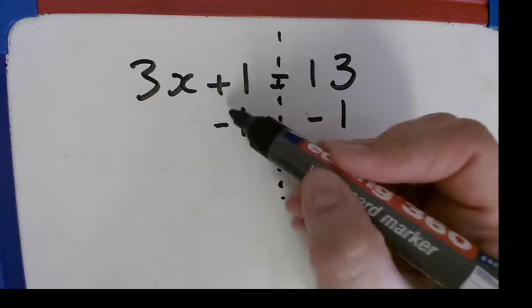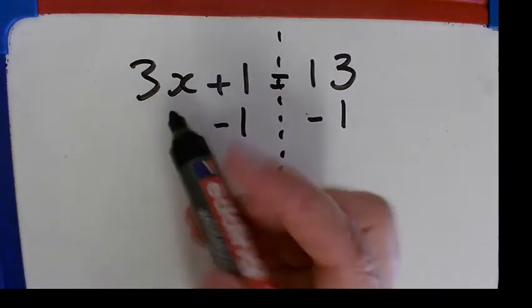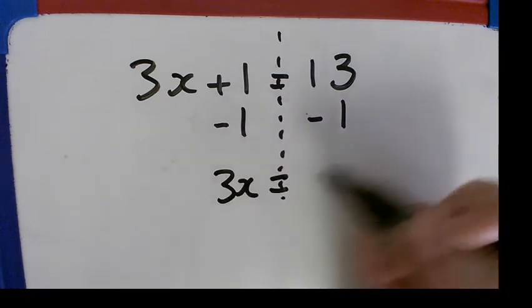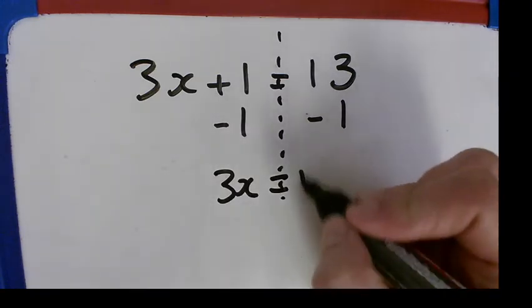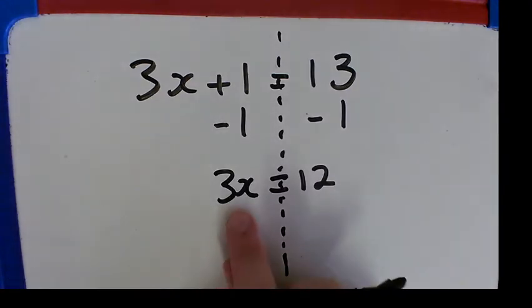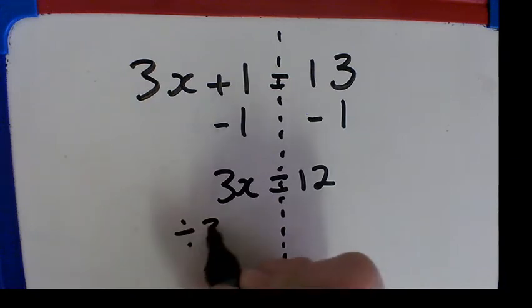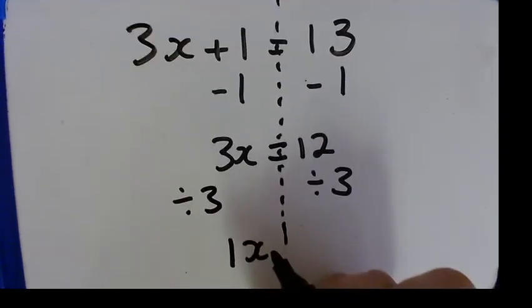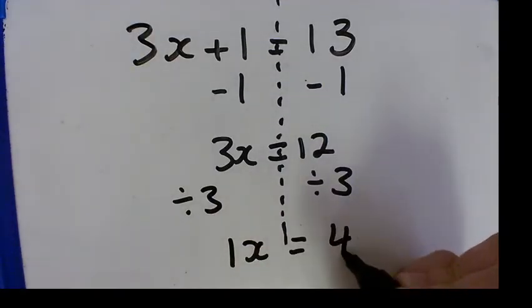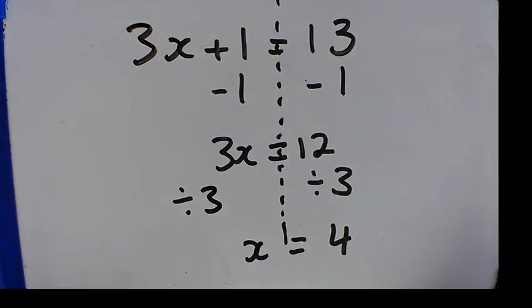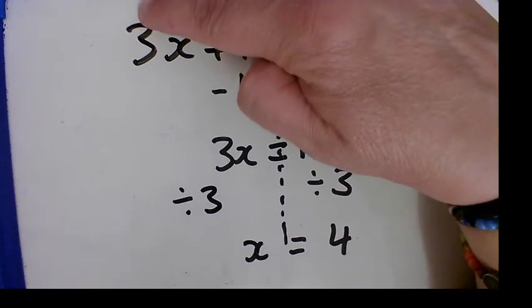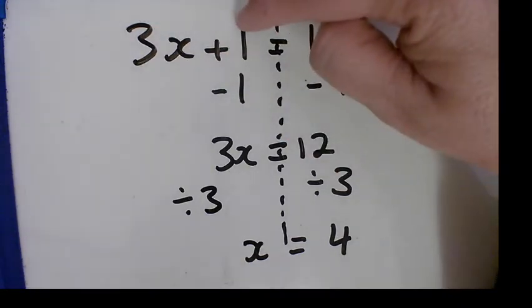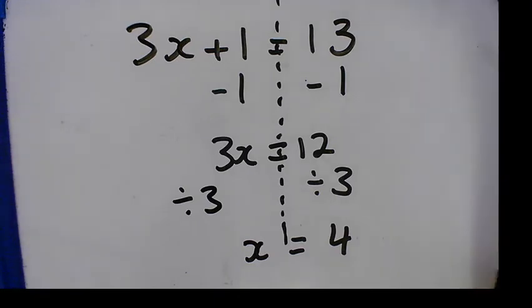Well, plus 1 minus 1 means they vanish, but I've still got 3x. 13 take away 1 is 12. Now remember, this means times. So to undo a times, I'm going to divide. So divide by 3, divide by 3. This just gives me that 1x, and this side gives me 4. Remember that 1 doesn't need to be there, and we can just write it as x equals 4. Let's test it. Take 4, times it by 3, gives me 12, add 1 gives me 13. So I know I'm right.